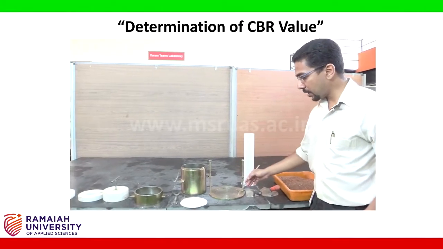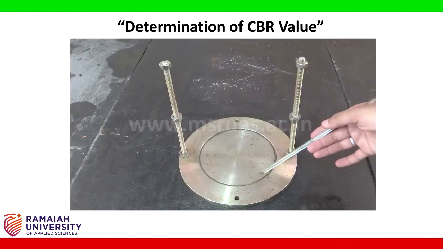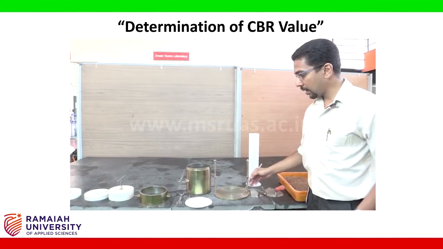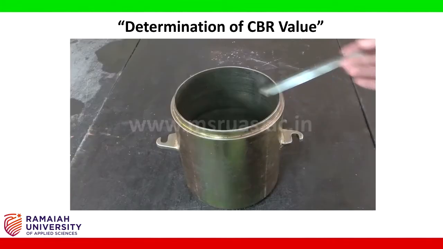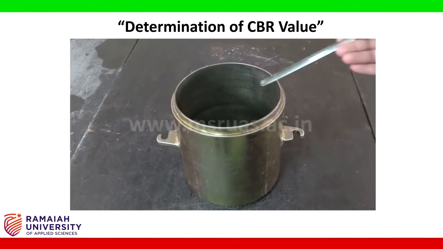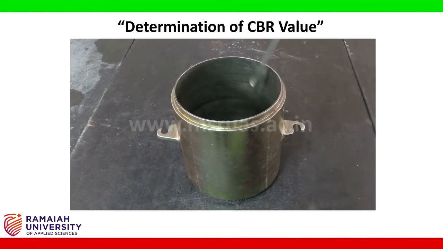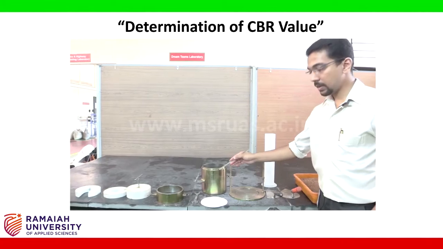The base plate, above which we are going to place the mold and then cast the specimen and test it for the CBR value. And the CBR mold with an approximate diameter of 150 mm and an approximate height of 175 mm. And this is the mold that is required to cast the specimen to be tested for CBR value.